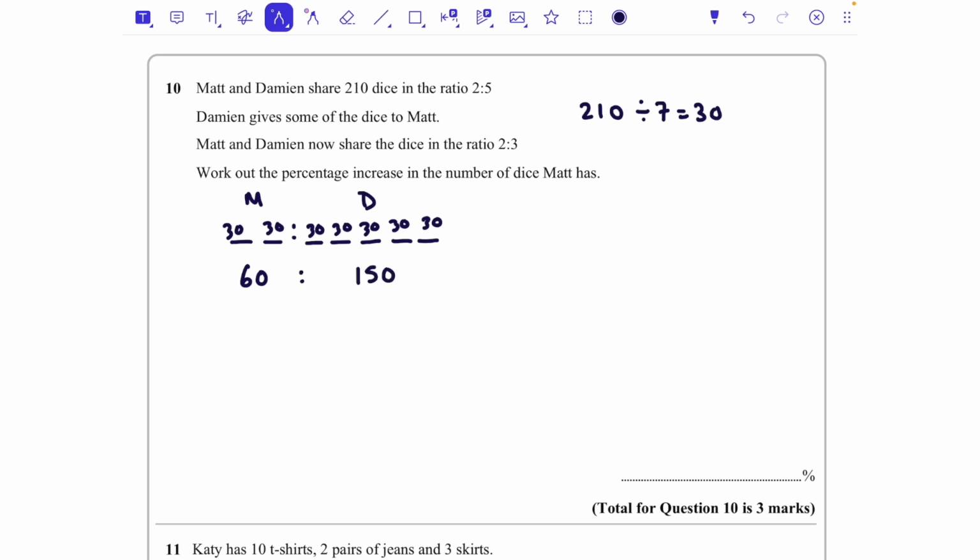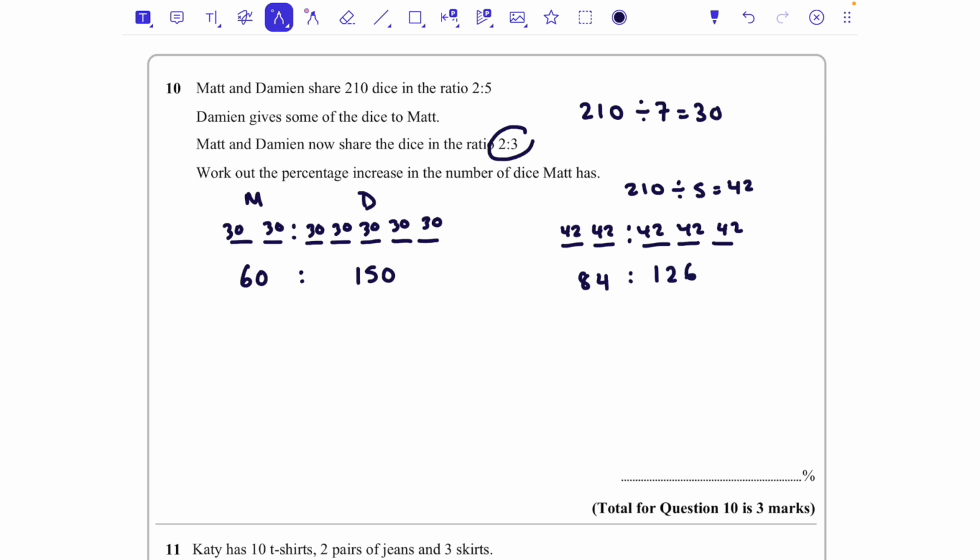But Damien now gives some of the dice to Matt. And that means that Matt's going to go up, Damien's going to go down. And now they're in the ratio 2 to 3. But the number of dice hasn't changed. We've still got 210 dice. So I'm going to now take 210 and share it in the ratio 2 to 3. 210 divided by 5 is 42. So 42, 42, 42, 42, 42. So now we can see that Matt has 84 and 42 times 3, we can see that Damien has 126.